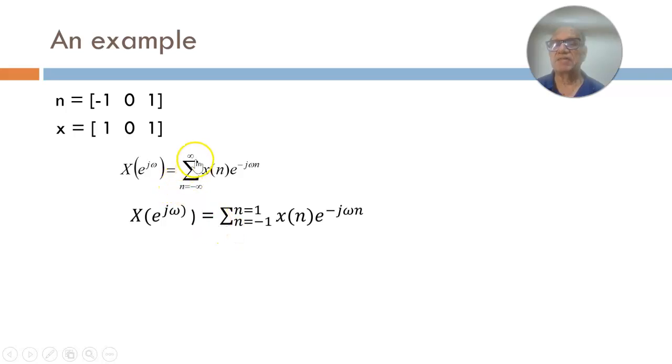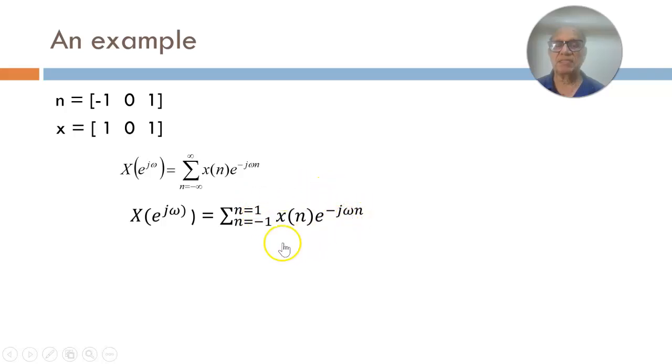So this is from minus infinity to plus infinity. But before n equal to minus 1, x is 0. And beyond n equal to plus 1, again x is 0. So n essentially changes from minus infinity to plus infinity. Instead of this, you need only n equal to minus 1 to plus 1. Then this x[n] e raised to minus j omega n.